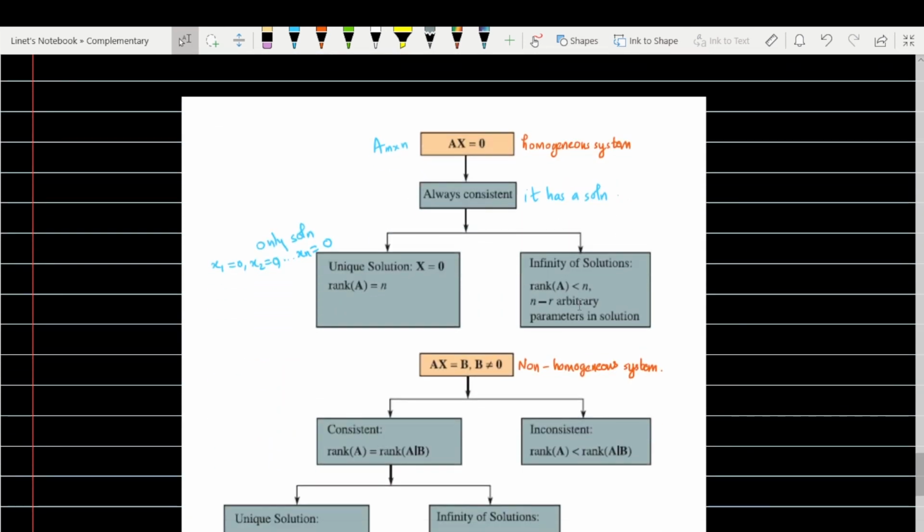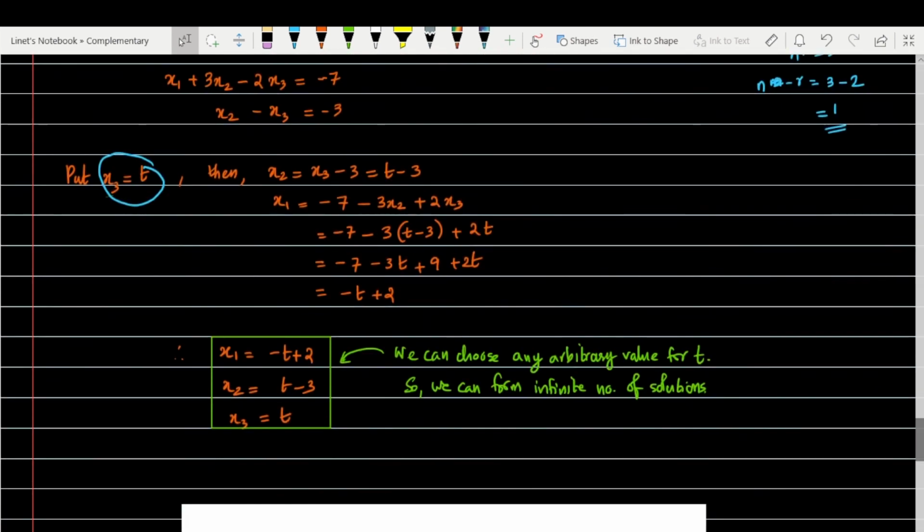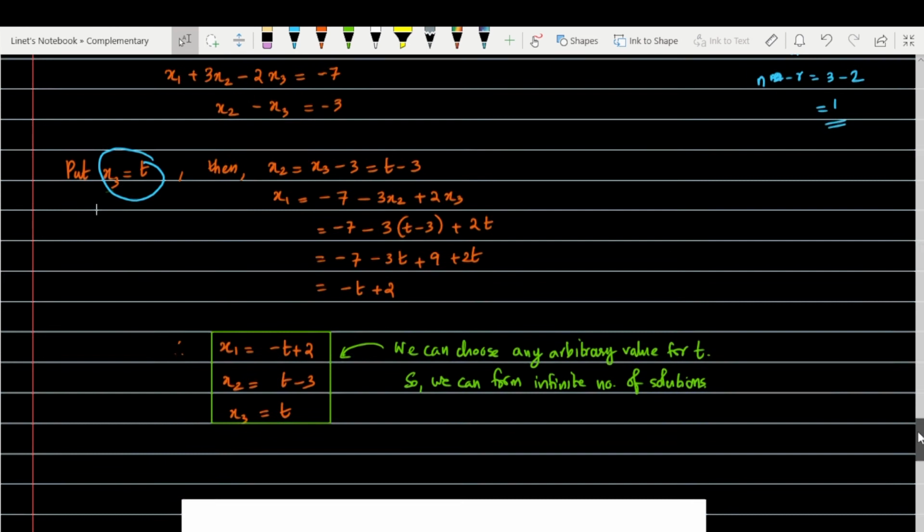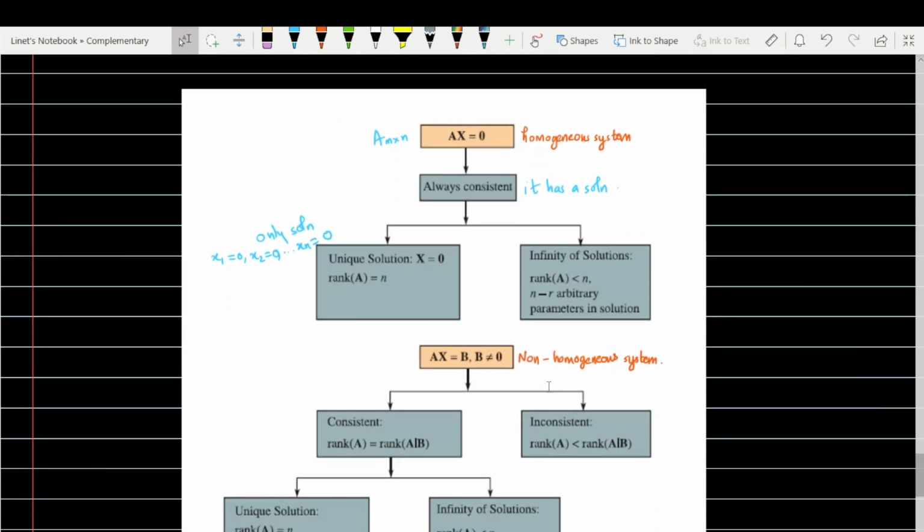So in such a case there will be an infinite number of solutions. We saw in that question that we can choose any arbitrary value for t. For instance, you can choose t equal to 0, t equal to 1 by 2, t equal to 1, t equal to minus 100, anything you can take, and correspondingly you will get x1, x2, x3. So there will be an infinite number of solutions. If the rank of A is strictly less than n, then we have to give values for n minus r arbitrary parameters in the solution.